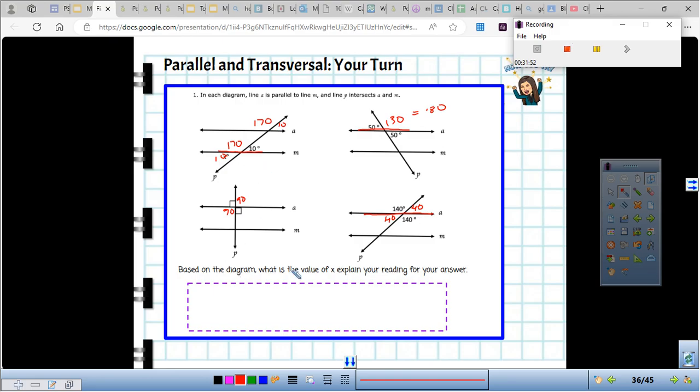Okay, based on the diagram, what is the value of x? Explain your reasoning. Explain your reasoning for your answer. So x was over here, right? These two are small, so that's why x has to be 10. I don't know how we can say it, there are several ways. I'm just going to say because they're both small, I'm going to go with both being 10. That's it. Pretty easy.